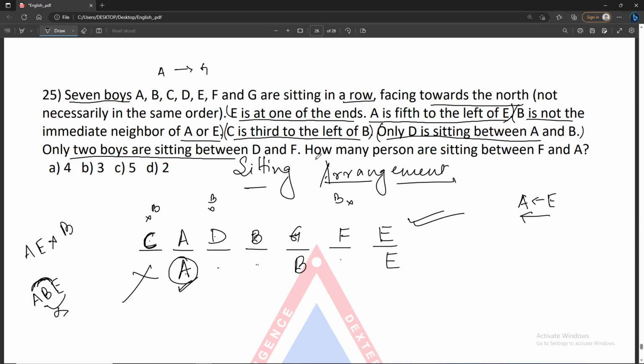So what does the question require? The question requires how many persons are sitting between F and A. So F is here, A is here. How many persons are sitting between them? 1, 2 and 3. So 3 persons are sitting between F and A.